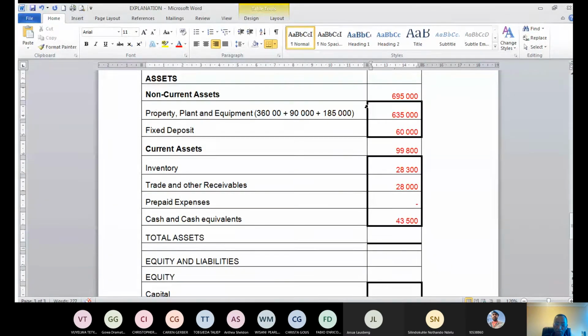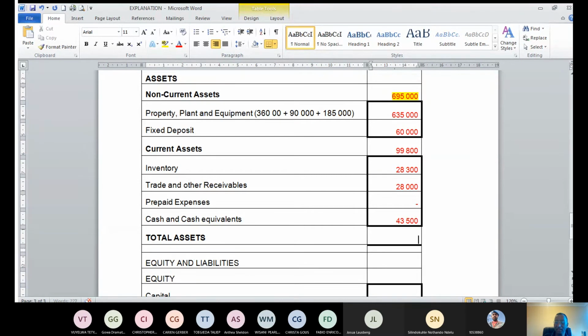So the top part of our statement of financial position, where we show all our assets, we want to know what our total assets are. Total assets is therefore the non-current assets of 695,000, plus the current assets of 99,800 rand, and that will give us total assets. Our total assets is the amount now of 794,800 rand, and that is the top part of our statement of financial position.